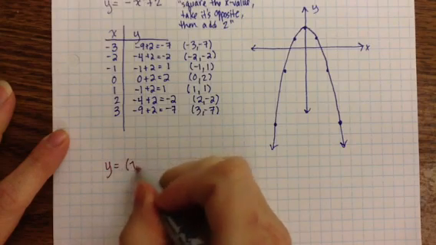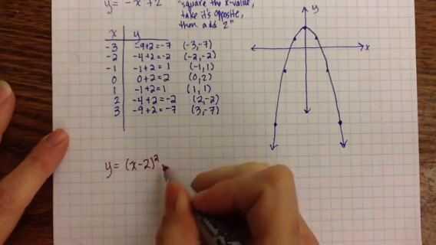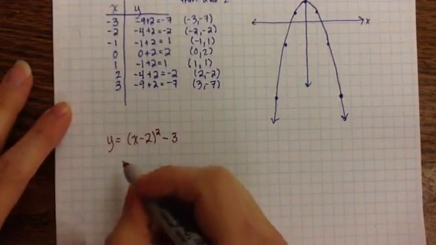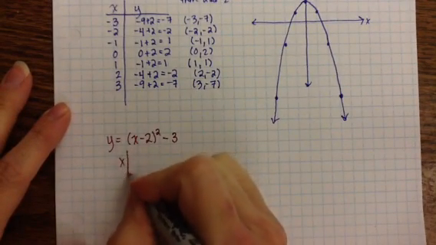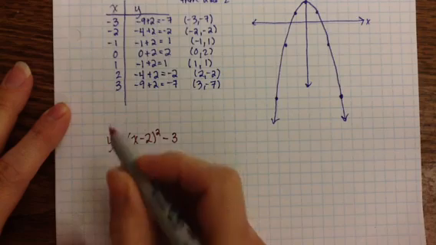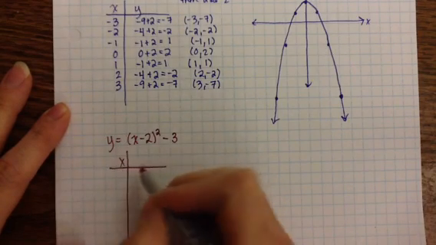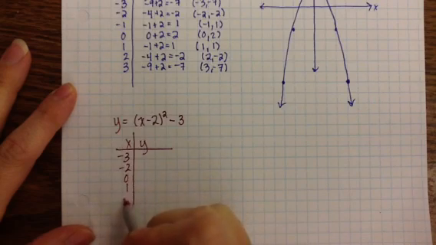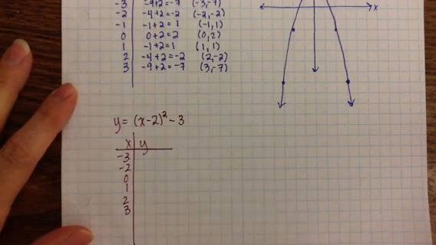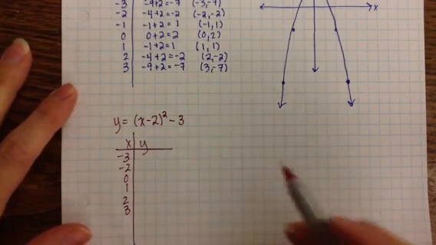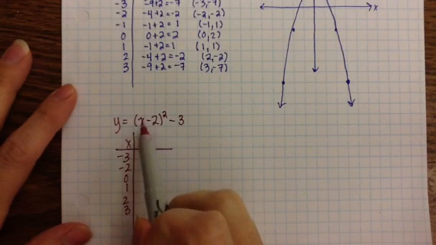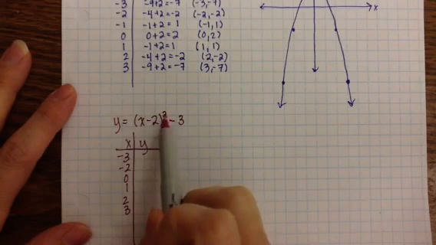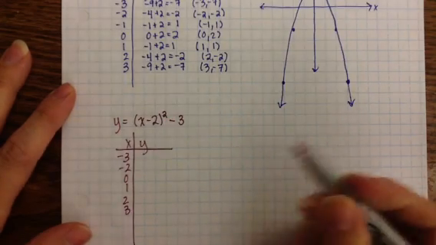Our third and final curve for this section is going to be x minus 2, quantity squared, minus 3. We'll start with the same values here: negative 3, negative 2, 0, 1, 2, and 3. Let's look at what our rule is. The rule is that we're taking the value of x and subtracting 2 from it. Then we're going to square the result and subtract 3.